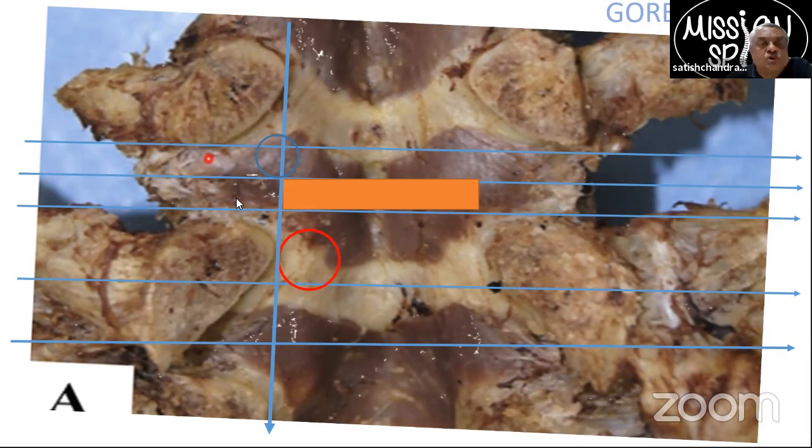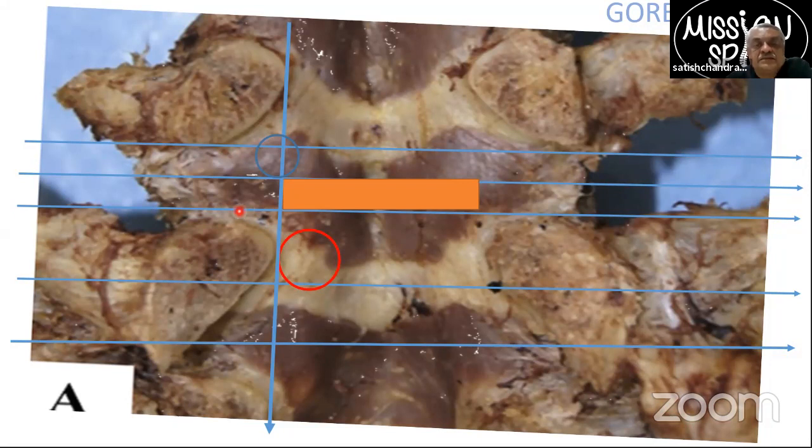The second zone is between the lower border of the L4 and the upper border of L5. Now let me clarify again. This is a ventral dissection. We are looking from the front. We have removed the body of the vertebra and we have removed the dural sac, and we are just looking purely at this brownish ligamentum flavum and the posterior elements.